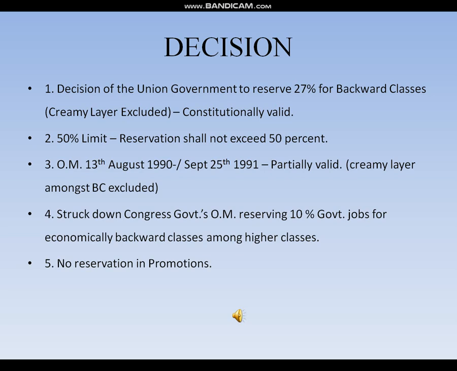A particular candidate of a backward class category secured a position. In this matter she got through the reservation. Now it was challenged in the High Court of Sikkim because she belonged to the creamy layer category. So you can follow that up as well.